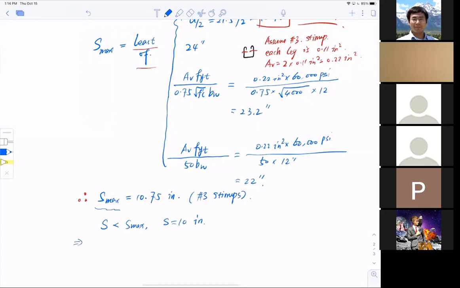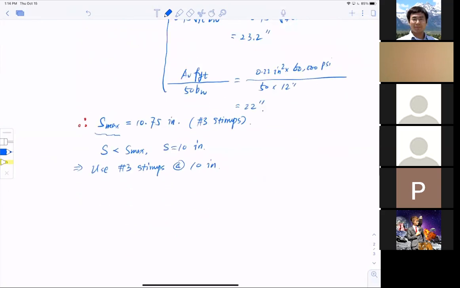So with this, I'll say use number 3 stirrups at a spacing of 10 inch.